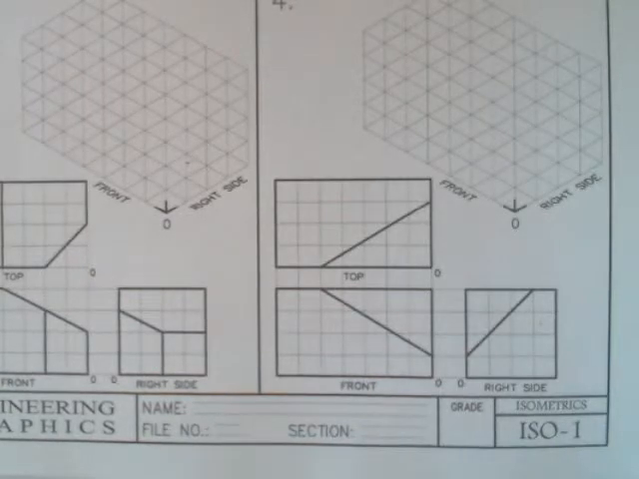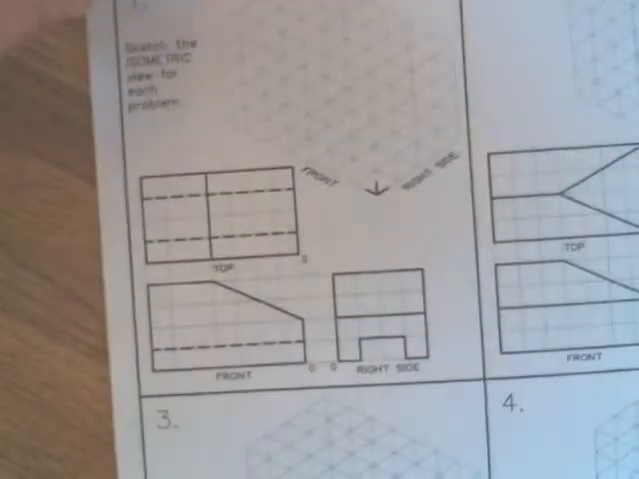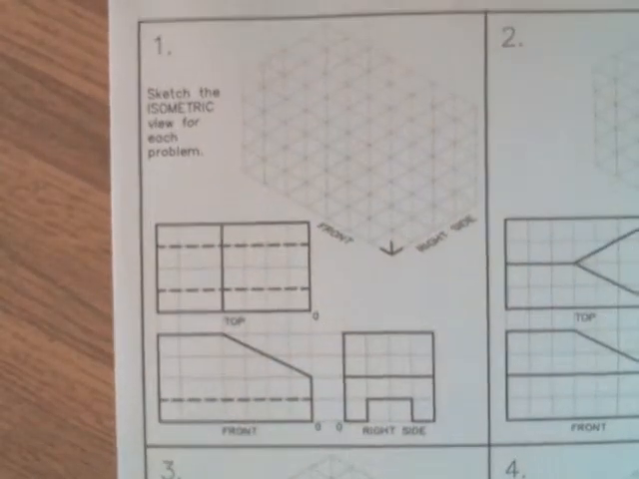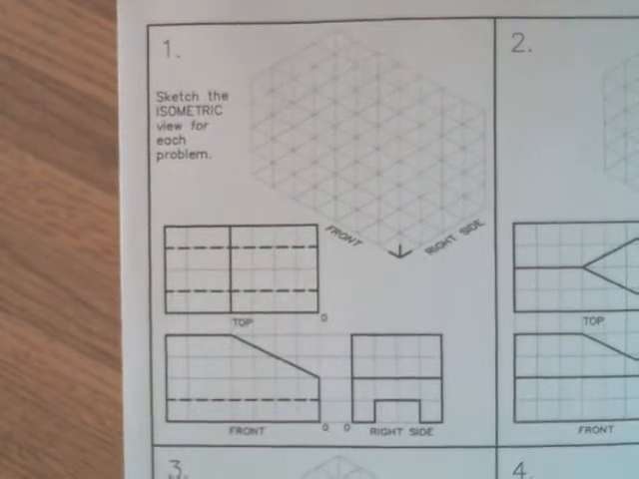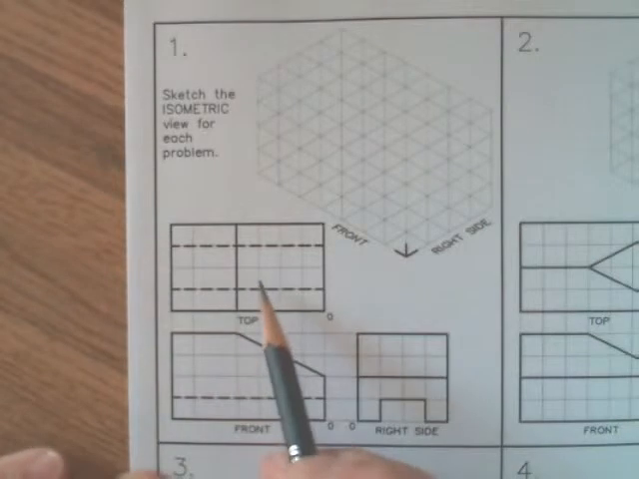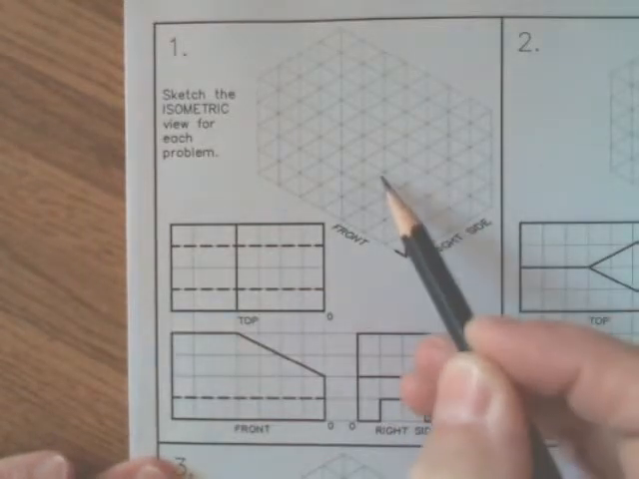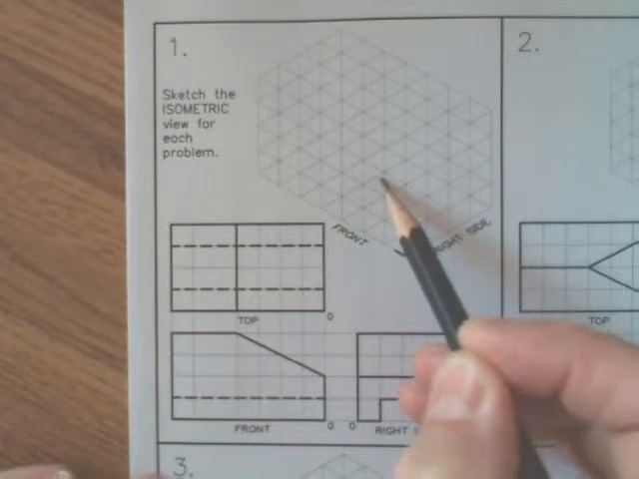Let's start with isometric plate 1, ISO 1, and we'll move to the top of the page to problem 1. What we would like to do here is go in reverse. We have the 3 given orthographic views, and what we would like to do is to construct the isometric view.